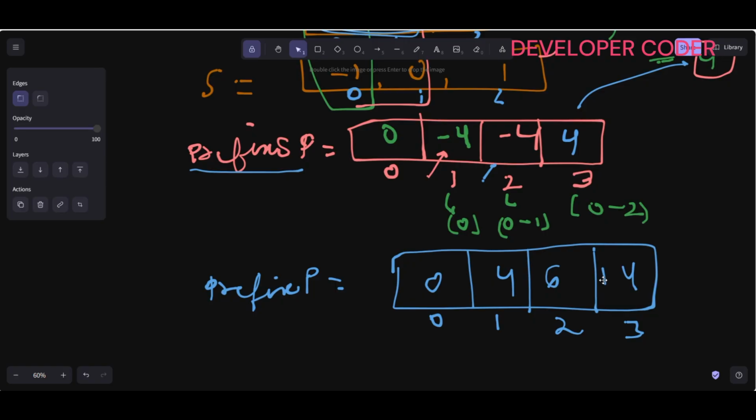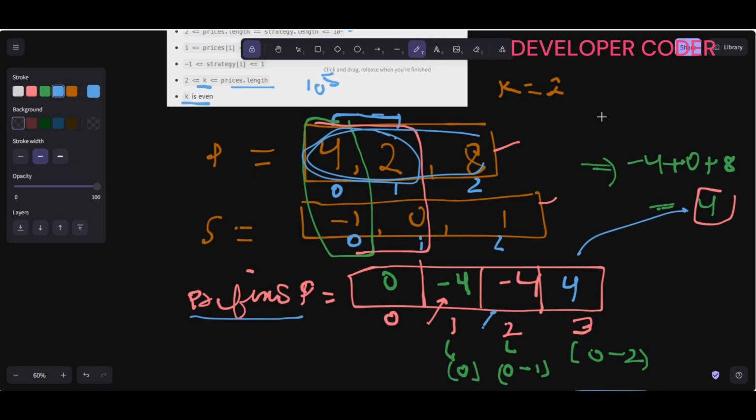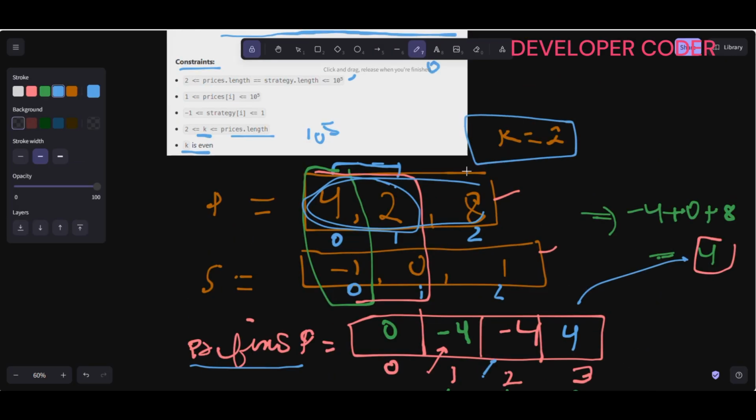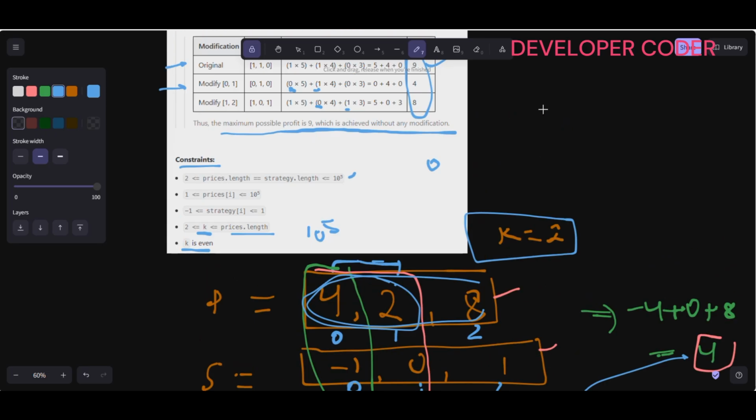Now this prefix logic is going to make your problem very easy. Let's see how. k is equal to 2 means here we have length 3, right? 1 point, 2 point, and 3 point here like this, right? And k is equal to 2 means first these 2 points, then these 2 points, right? This is the meaning of this, right? So let's say this is point 0, this is point 1, and this is point 2. These 3 points are there, right?